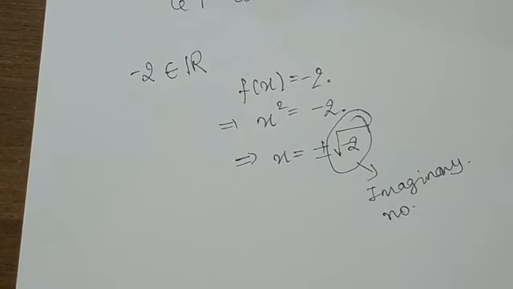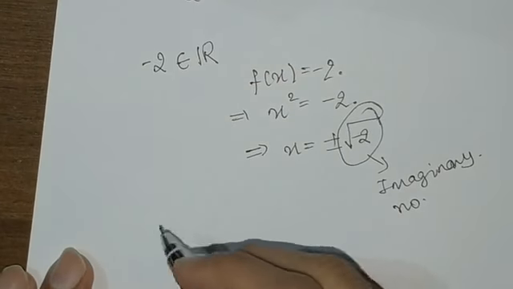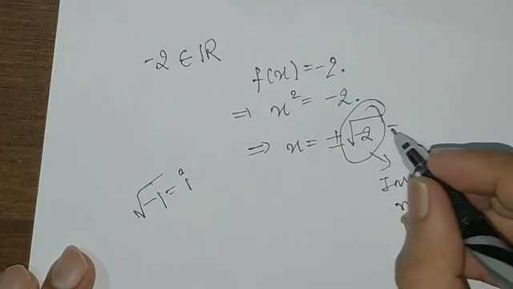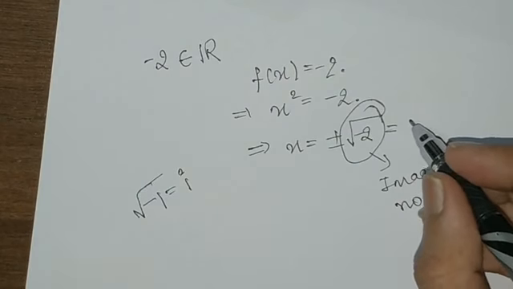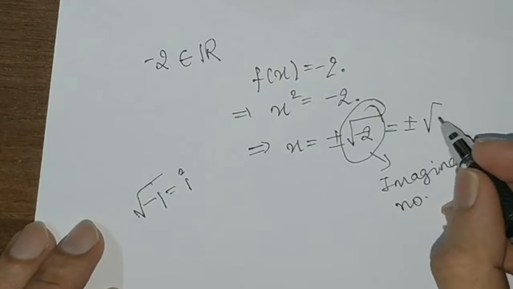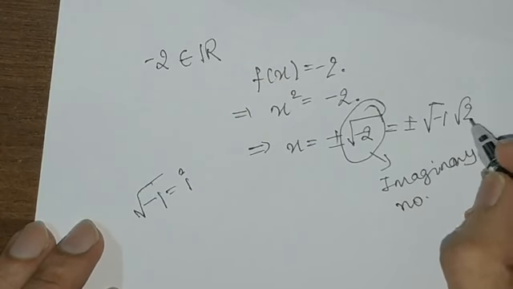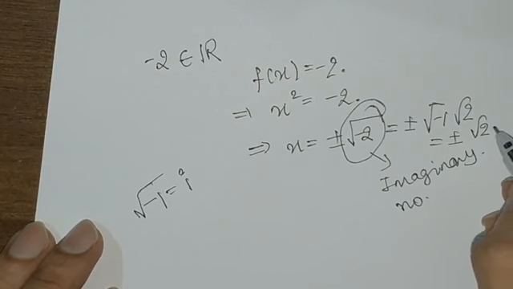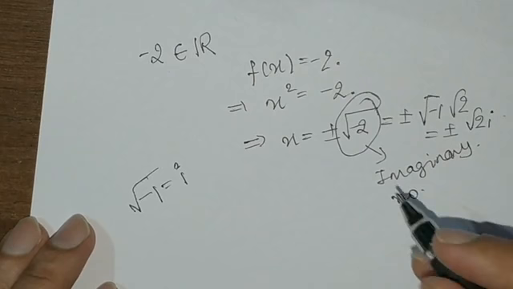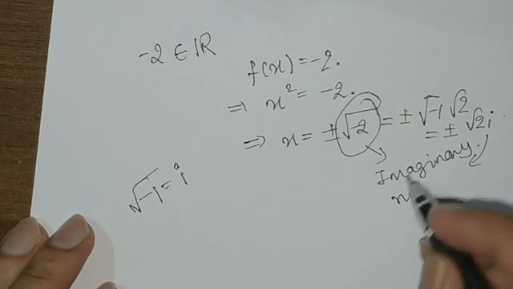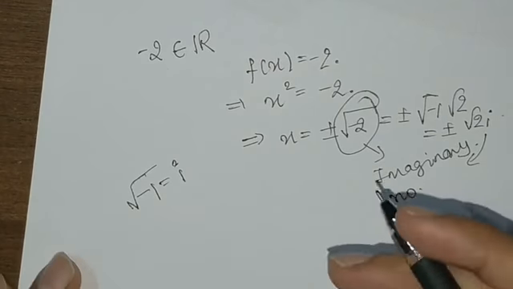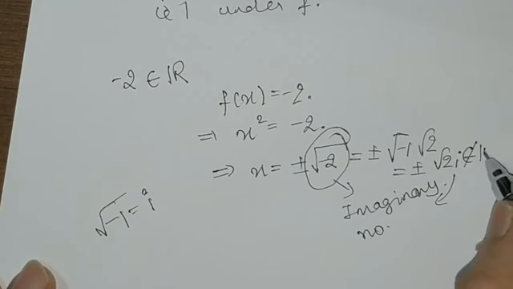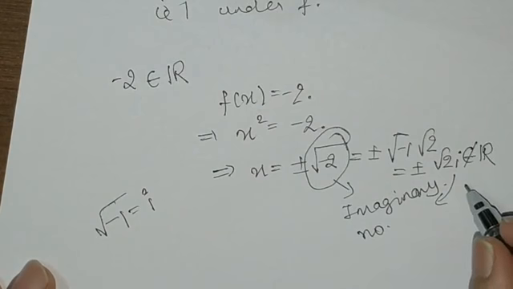Okay, you have studied complex numbers in 11th standard, so there minus 1 was i, right? Here it is minus 2, so root of minus 2, what will it be? It is root of minus 1 into root of 2, which is plus or minus root 2 i. So again this is an imaginary number. So we are getting an imaginary number which doesn't belong to the set R, which is the domain.